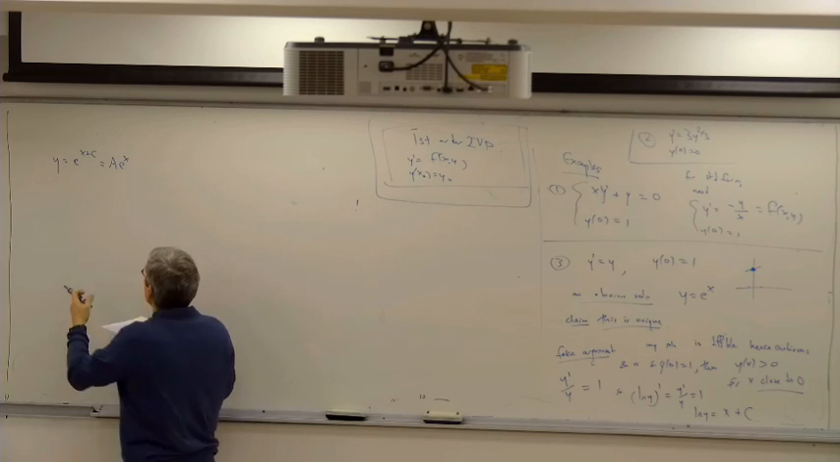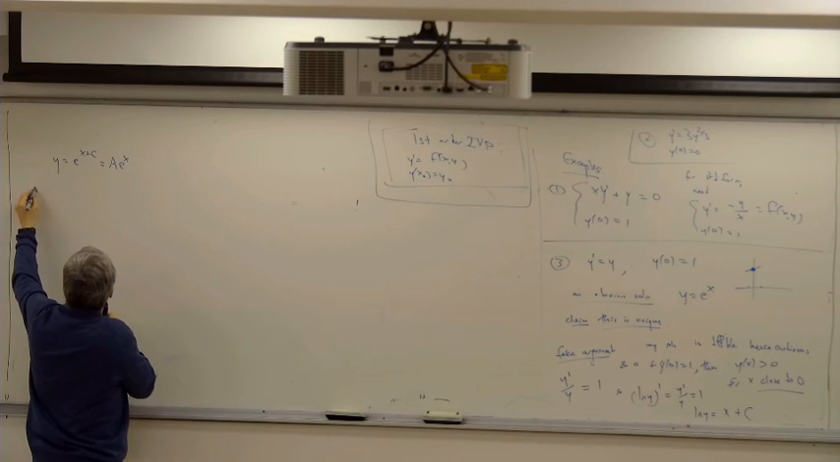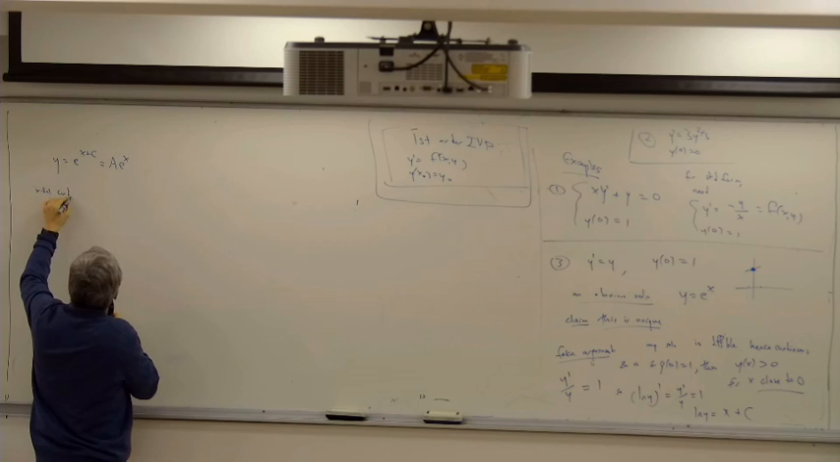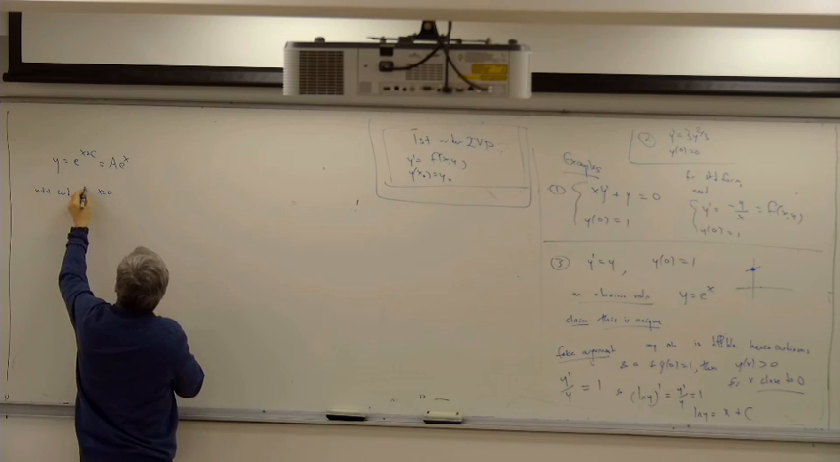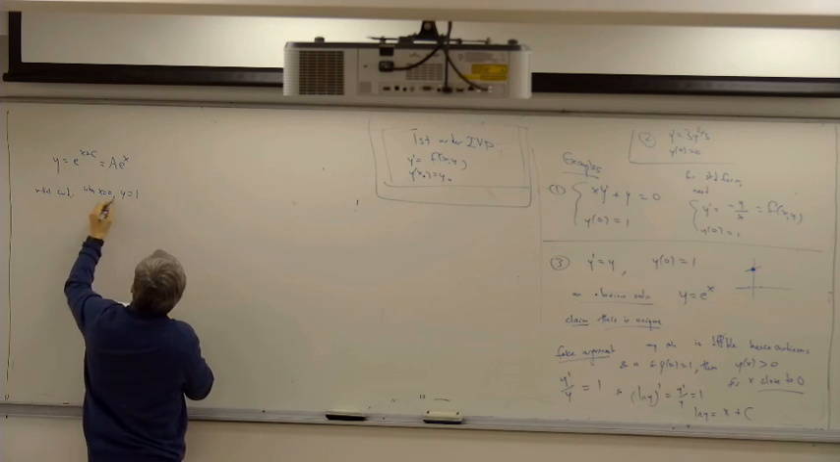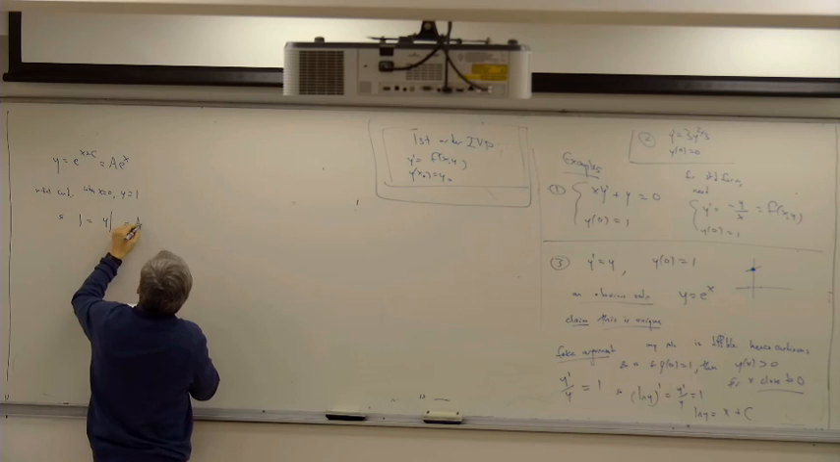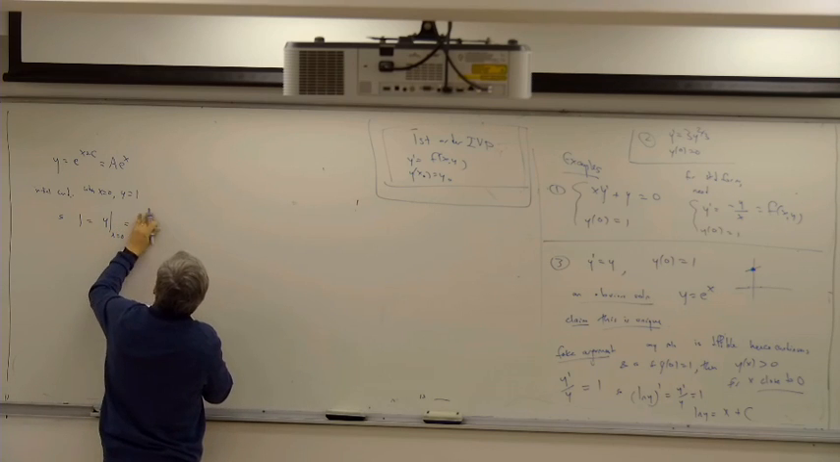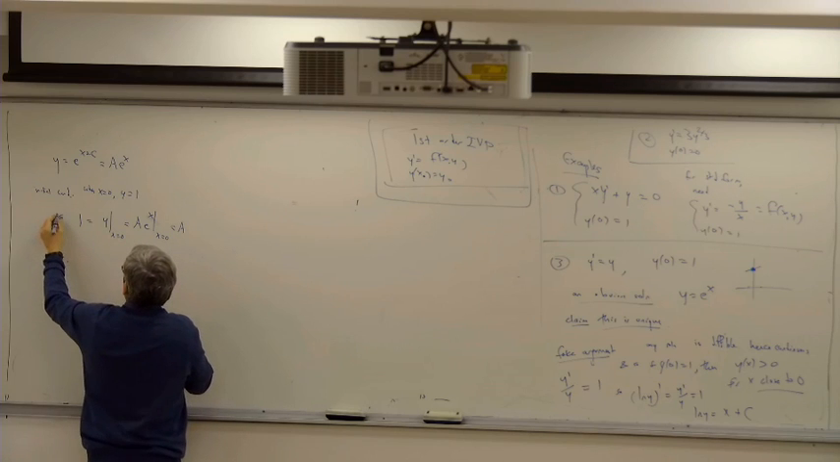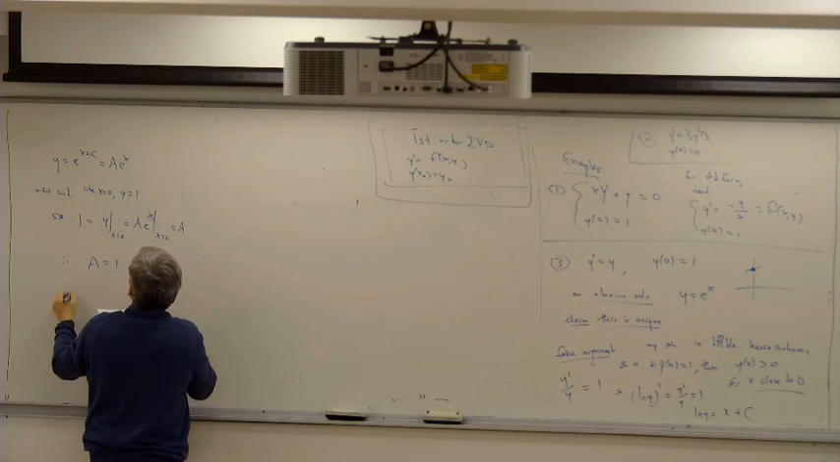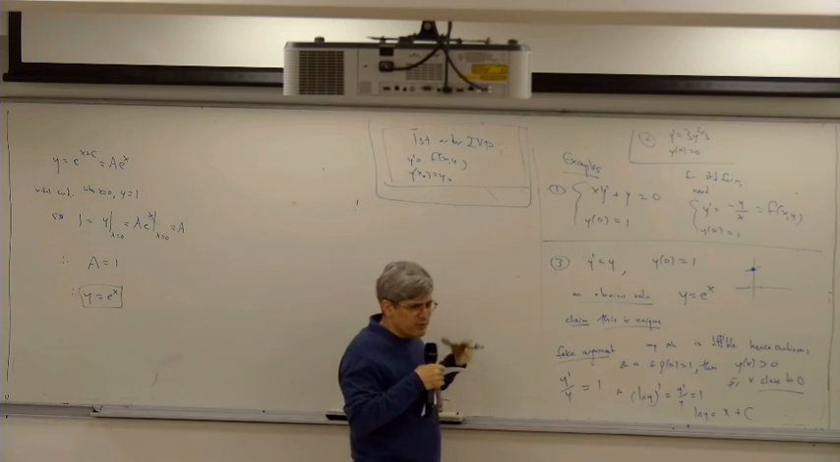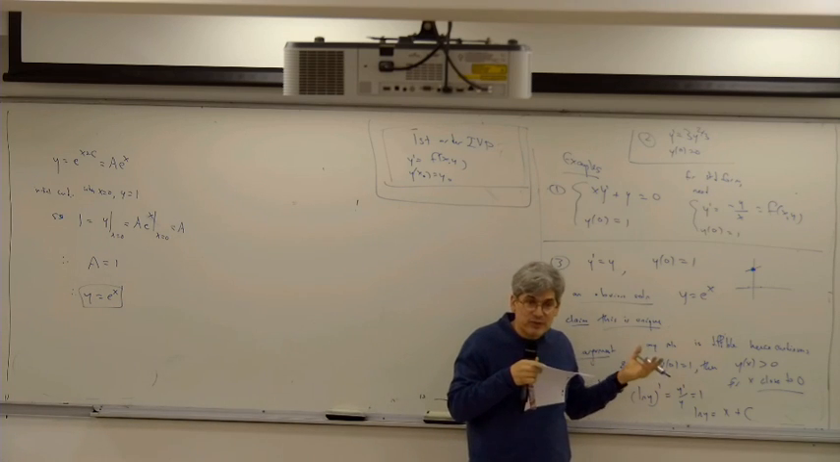But for today, here we have the initial condition: when x equals 0, y equals 1. So 1 equals y at x equals 0, which is a e to the 0, or let's write it as a times e to the x at x equals 0, which is a, and therefore a equals 1, and therefore y equals e to the x. So notice this is a sort of plausibility argument for why this is the only solution.